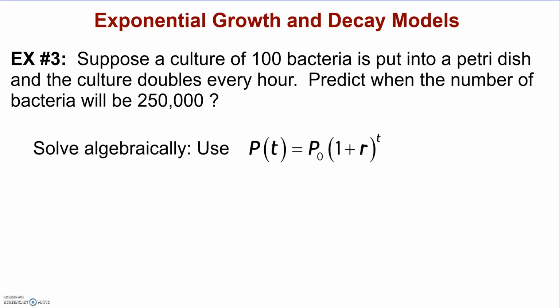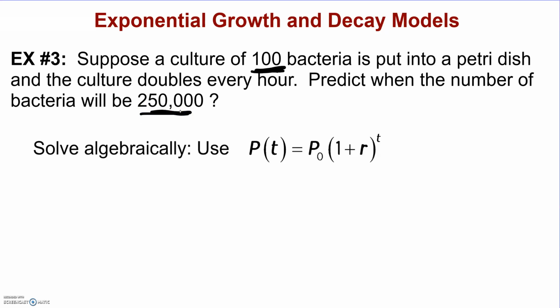Okay, let's look at number 3. This is where we're going to have to do a little more work. We have a culture of 100 bacteria put into a petri dish, and that culture doubles every hour. Predict when the number of bacteria will be 250,000.